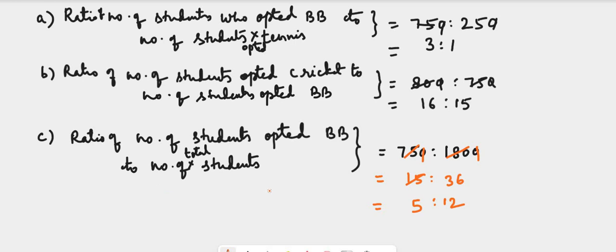First ratio is the ratio of number of students who opted basketball to number of students opted tennis is 3:1. B bit, ratio of number of students opted cricket to number of students opted basketball 16:15. C bit, ratio of number of students opted basketball to number of total students 5:12.